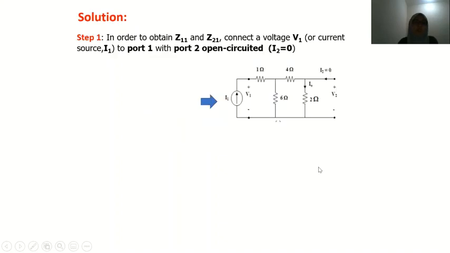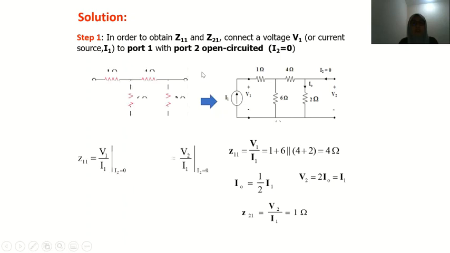So we see on the solution. You just follow similar steps as previous. We have to obtain Z11 and Z21 by connecting V1, or your current I1, to port 1, and you open circuit your output port, so your I2 becomes 0. So if you look here, from this given circuit, this is the question.